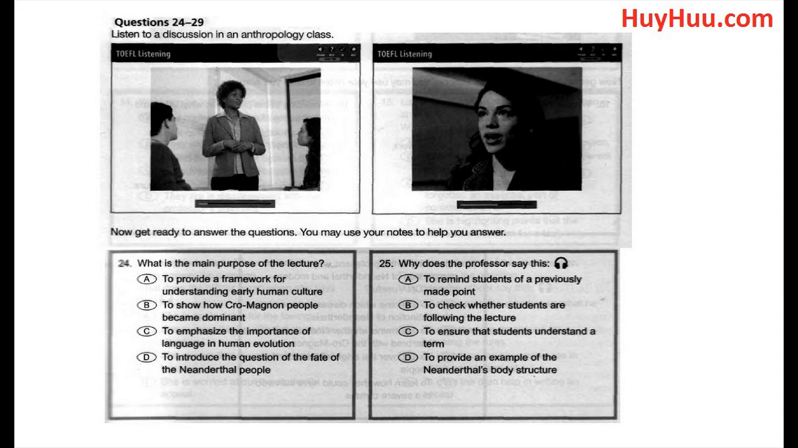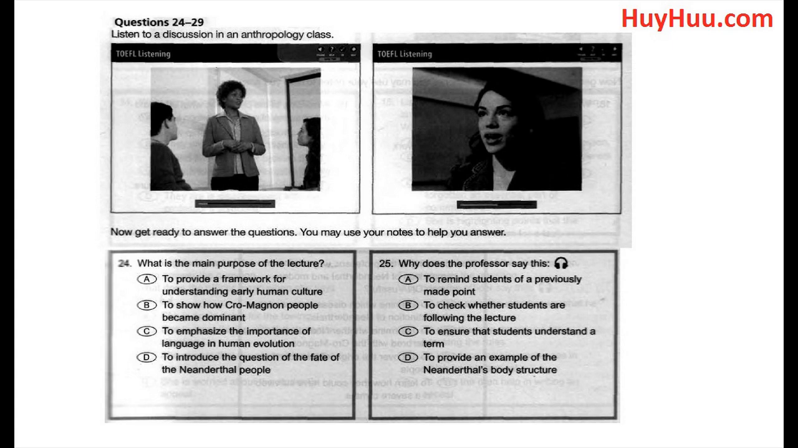So, I'd like to move on to a discussion of a group of people who vanished from the Earth around 30,000 years ago after having existed successfully for approximately 250,000 years. They're known as the Neanderthal people, named, by the way, after a place in Germany where their bones, their remains, were first found in 1856.